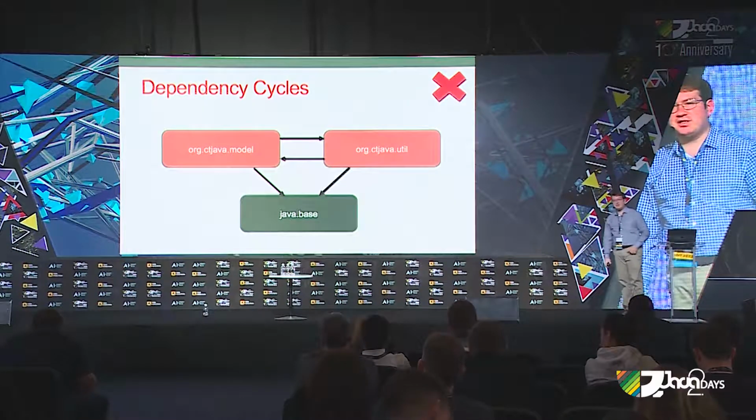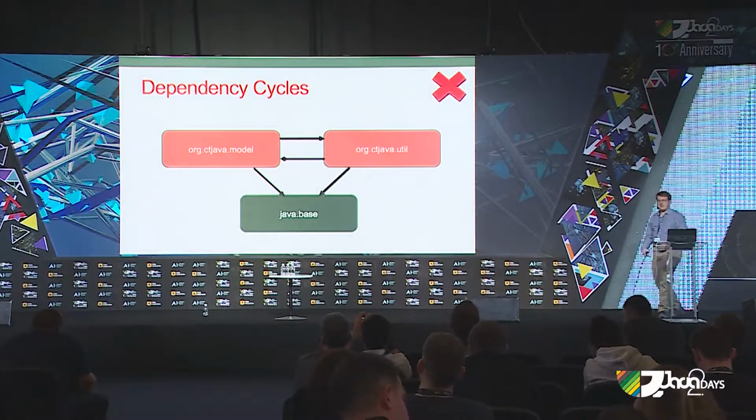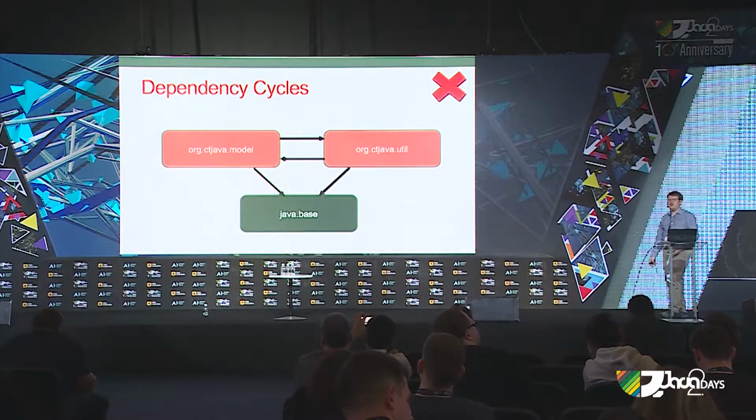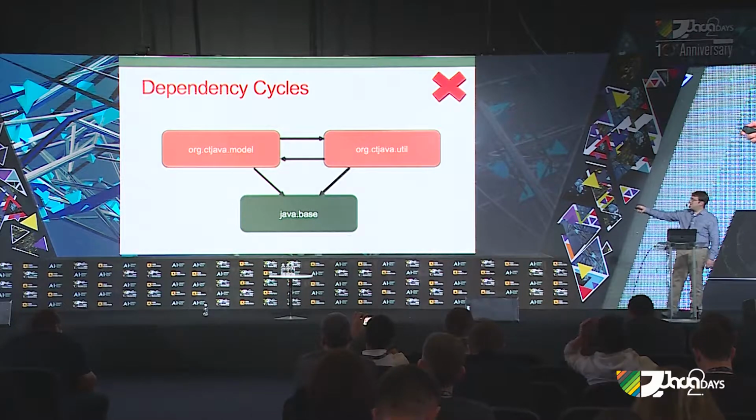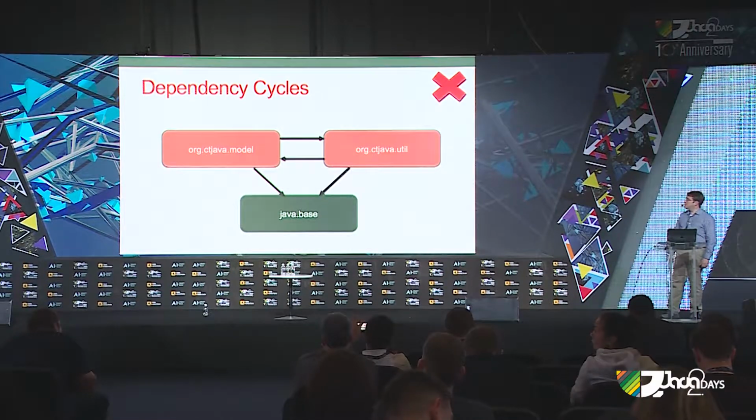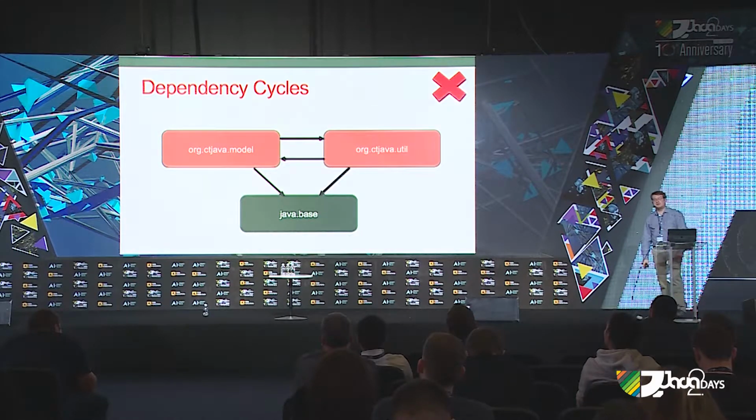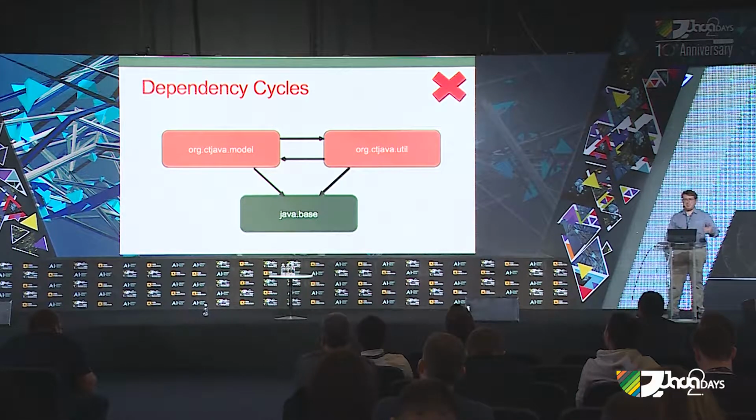They both depend upon each other, and given how things are compiled today, this may compile perfectly fine and run fine. But if you modularize org-ct-java.model and org-ct-java.util, the modular system is not going to be happy, because there's a circular dependency between the two of them. You can't have this depending upon this, they're both depending upon each other.